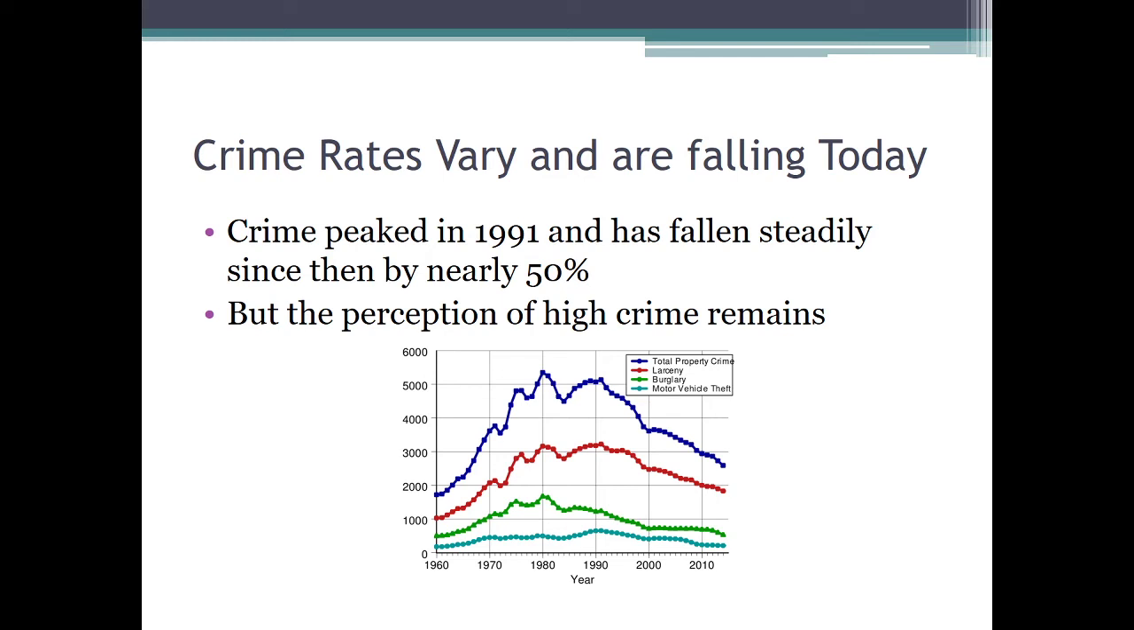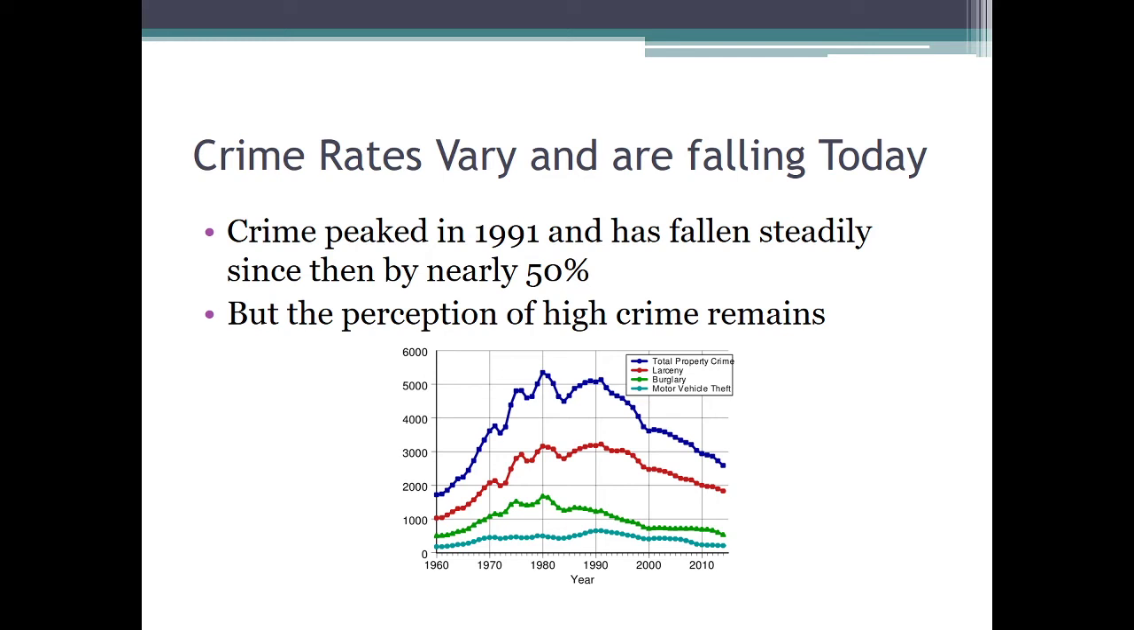So if we look at whatever you want, we got really good data for motor vehicle theft, pretty good data for burglary, good data for larceny, totally property crimes. You'll notice that they've all fallen about 50%. So you know, crime's down 50%. This is a wonderful success.